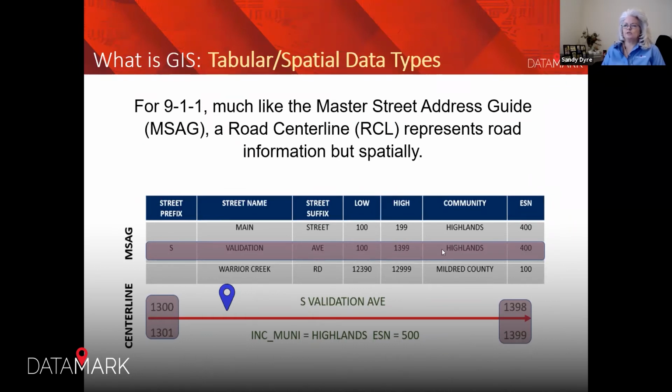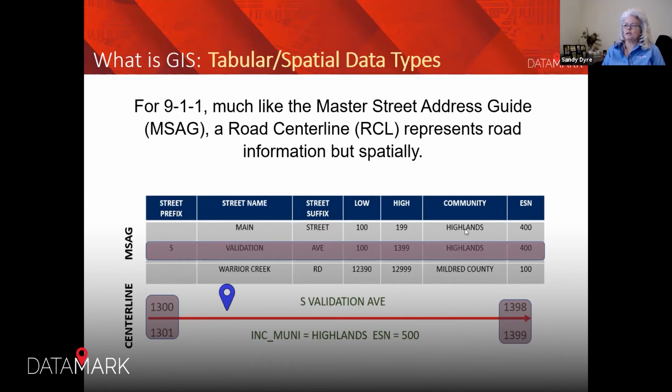Now, a master street address guide is a tabular database. It's basically an Excel spreadsheet with a bunch of information on it. The master street address guide is what informs the 911 system today. It's what tells the 911 system what it can do. So it includes a low and high range, meaning these are address ranges. It includes a street prefix, which is north, south, east, or west, or empty if you don't use them. Street name and street suffix, so main street. Sometimes these are separate fields, sometimes they're single.